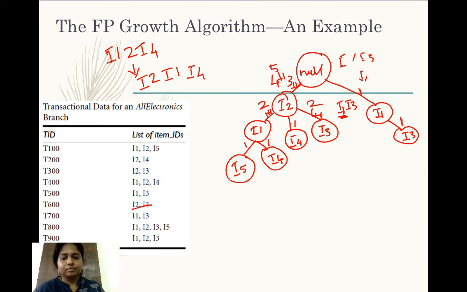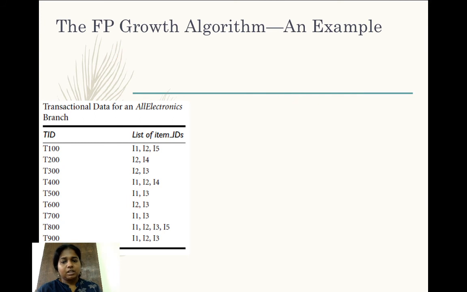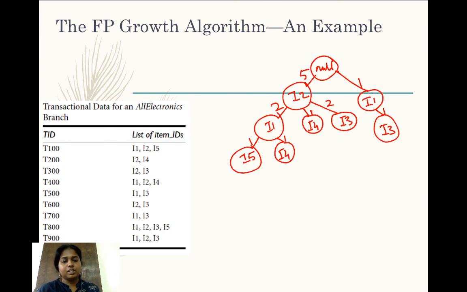Transaction 6. Next is I1, transaction ID 7 is I1, I3. Because I already have them here, I can directly increment their values by 1 and make it 2 and 2. The next transaction.